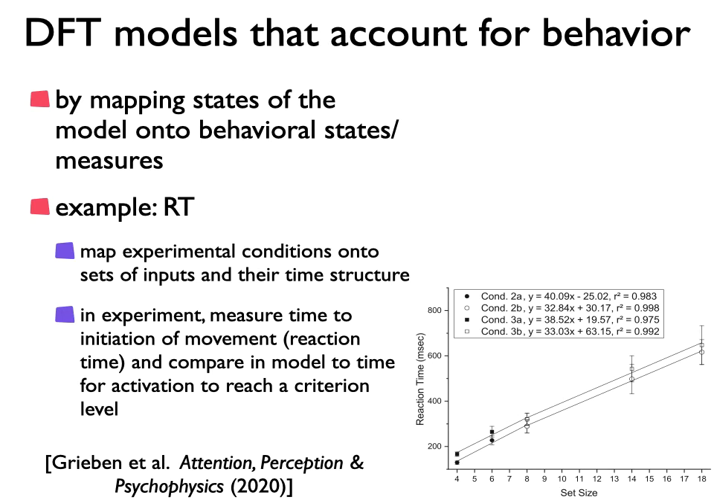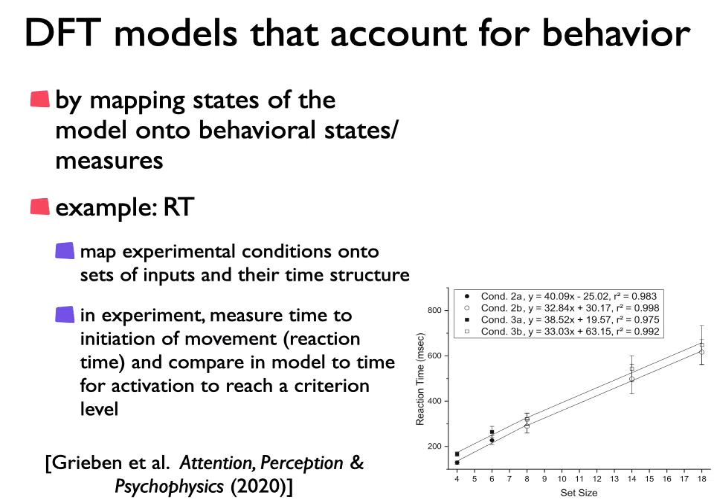There's the large class of dynamical field theory models that are essentially made to account for behavior, for experimental observation in psychophysical experiments. The simplest form of those, and the most popular so far, are the ones in which there is some form of mapping by the modeler of the model or states of the model to behavioral states or to behavioral measures. I'll illustrate that around the reaction time paradigm that I will be referring to later.